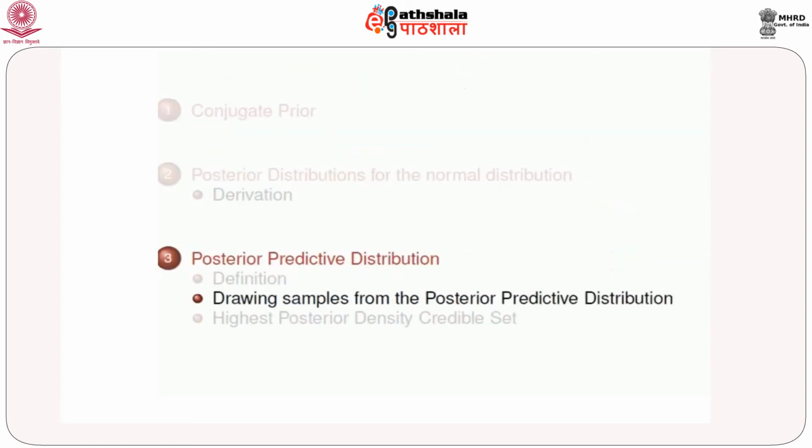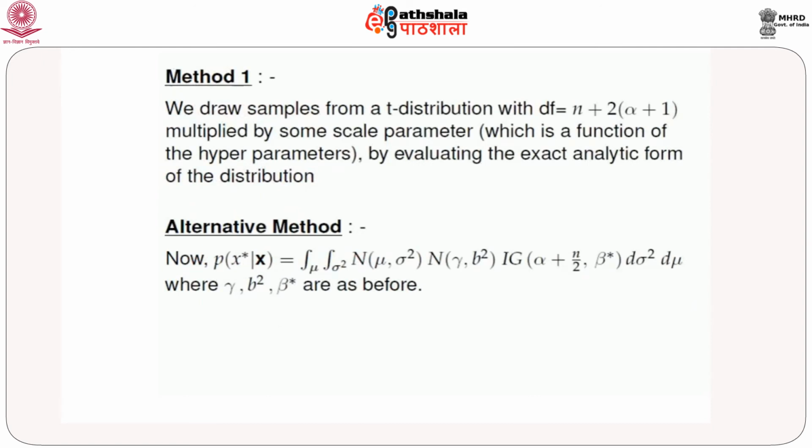So, how do we draw samples from the posterior predictive distribution? We have two methods. The first method is that we evaluate the exact analytical form of the distribution and we draw samples from that distribution, whether it is the posterior distribution or the posterior predictive distribution. There is also an alternative method of drawing samples from the posterior distribution or the posterior predictive distribution.